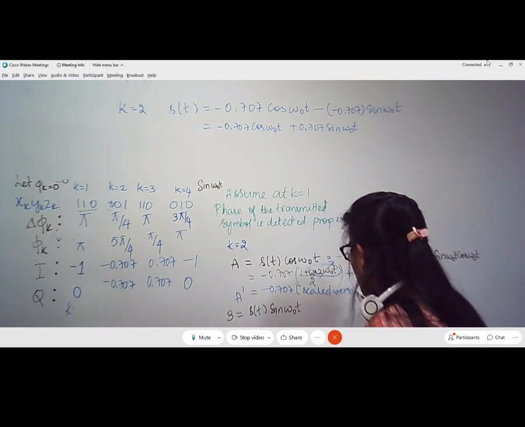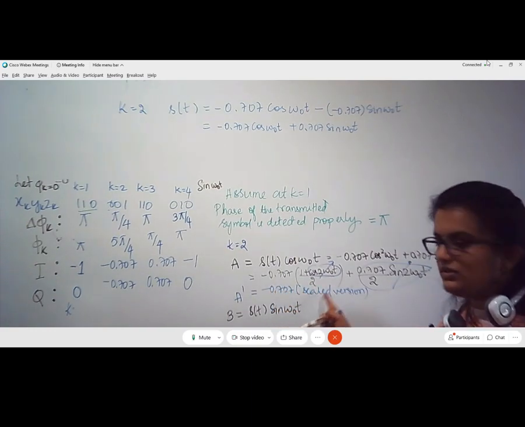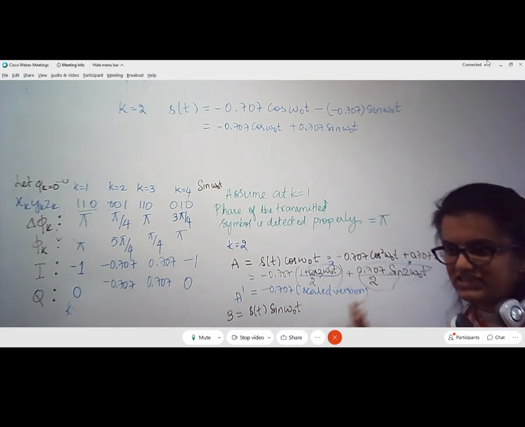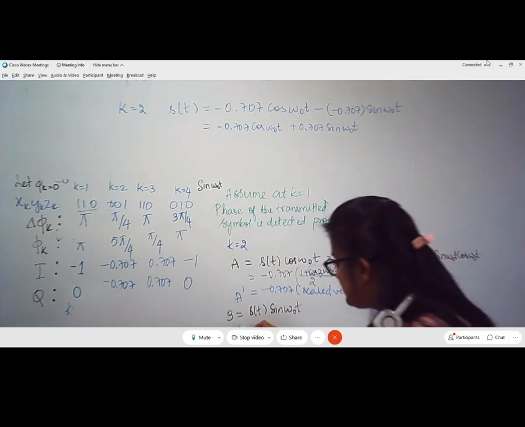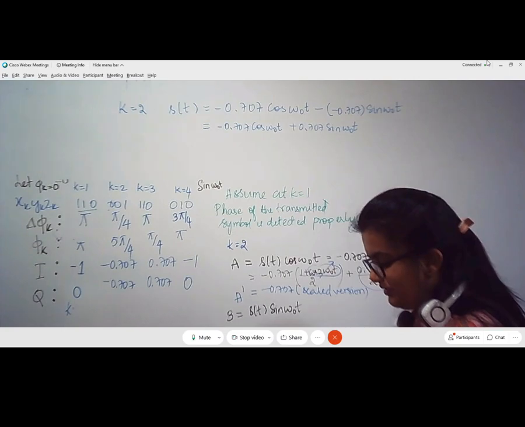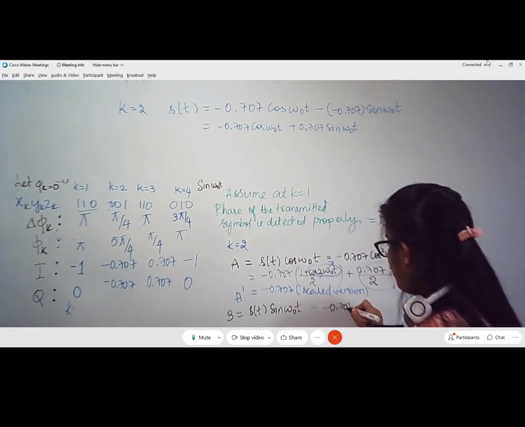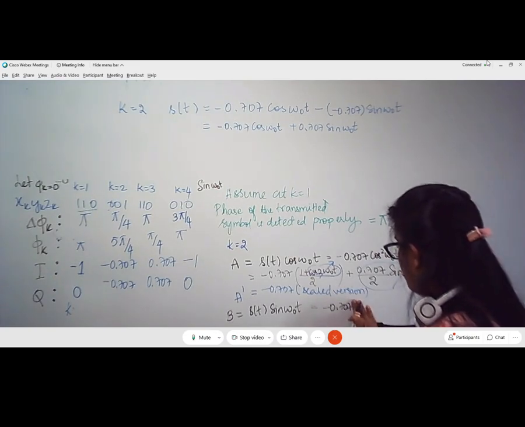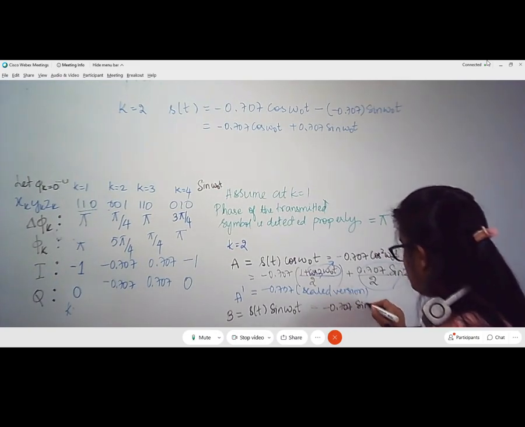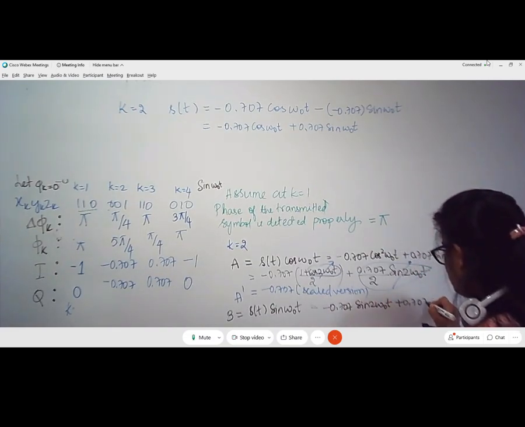It is scaled by half. So I am taking this as minus 0.707 multiplied with the scaled factor. Similarly, in the case of point B, it will be of the form minus 0.707 into, I'll write this directly, sin 2 omega naught t plus 0.707.